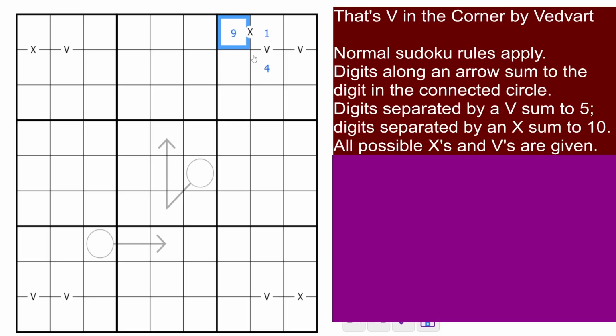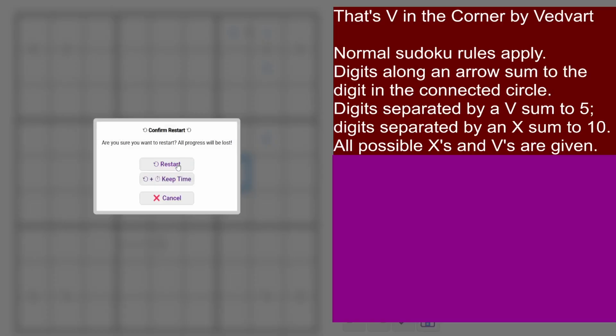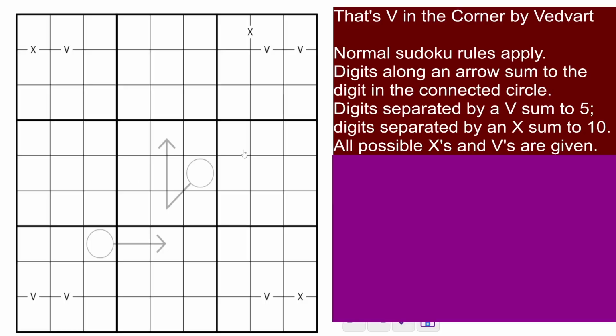That means anywhere where there is no X and no V, you cannot have digits that sum to 5 or sum to 10. So if you have 4 here, then there cannot be 6 here because they sum to 10. Neither can there be 1 here because they sum to 5. So these are the rules, and with these rules I am starting, and you guys also start. And if you're stuck somewhere, you can come back and watch the video.